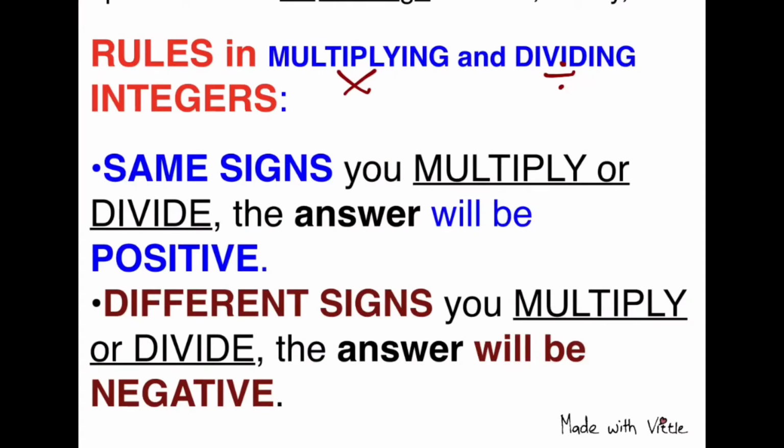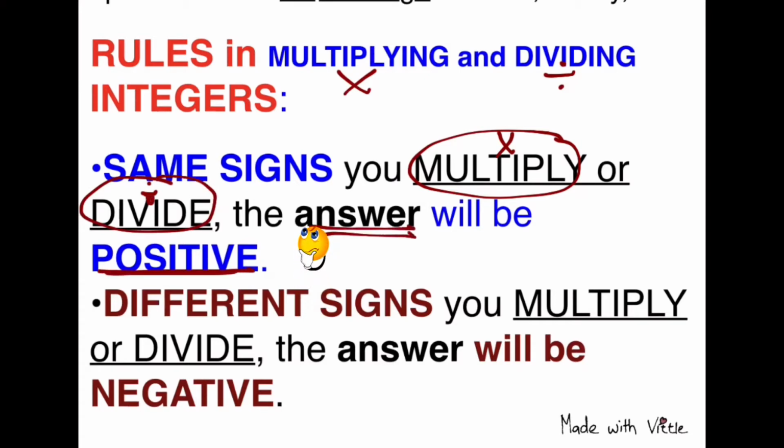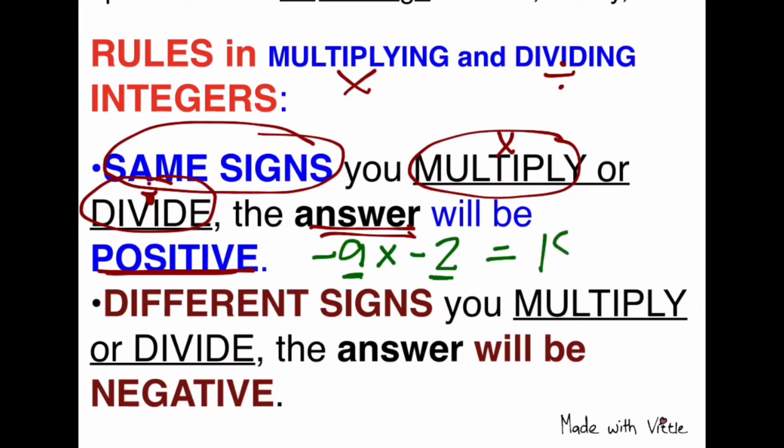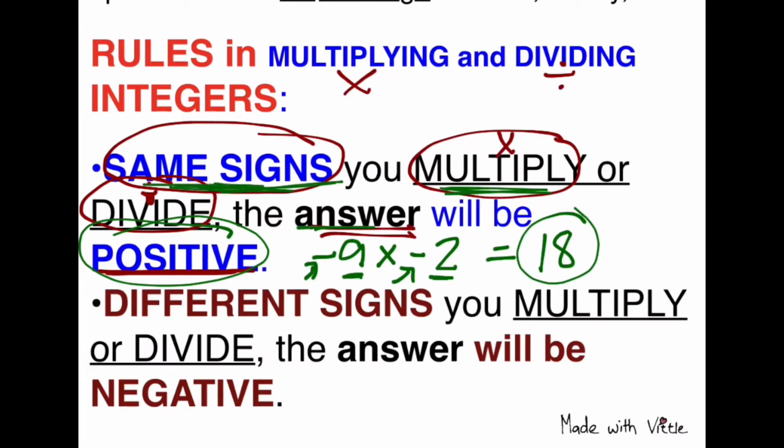So today, what we're going to talk about are the rules in multiplying and dividing integers. When you're multiplying or dividing integers, when is it going to have a positive answer? When you're multiplying or dividing the same signs. For example, you have negative 9 times negative 2. 9 times 2 is 18, and they are of the same signs. They're both negative. Therefore, your final answer will have a positive sign, because you are multiplying integers of the same signs.